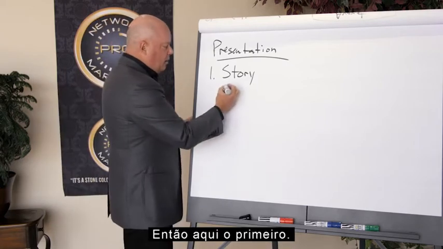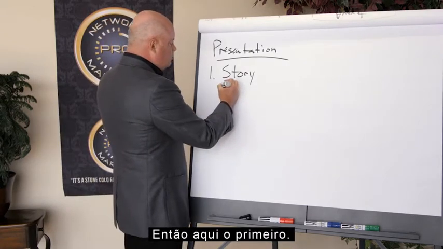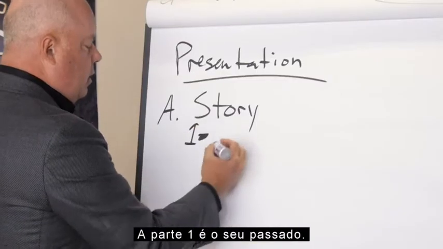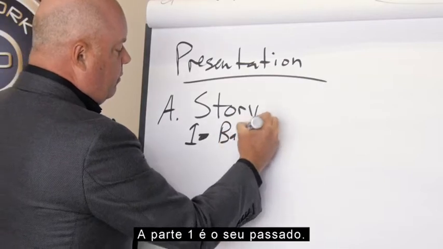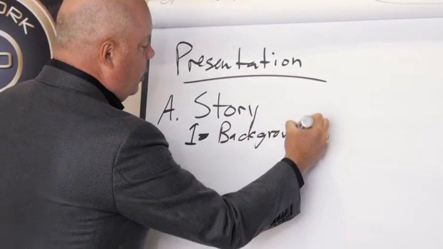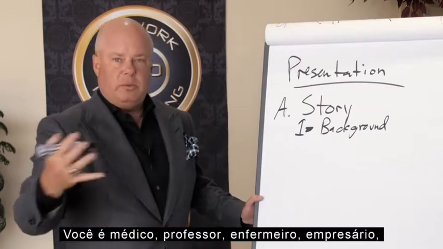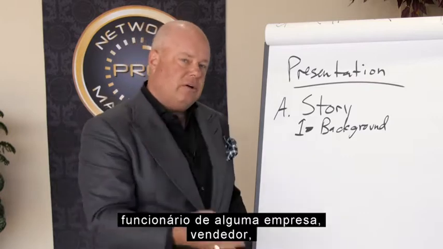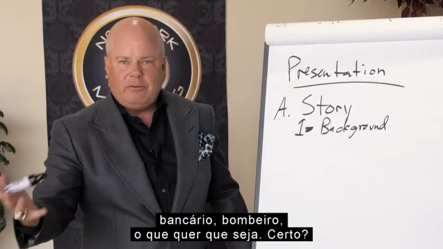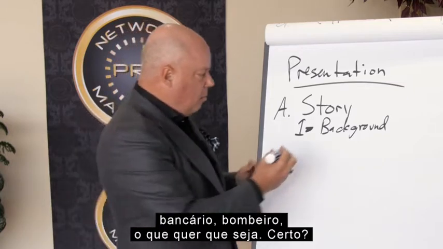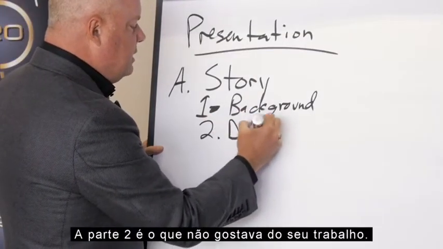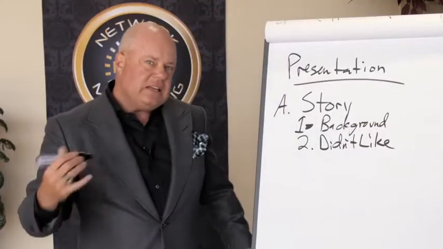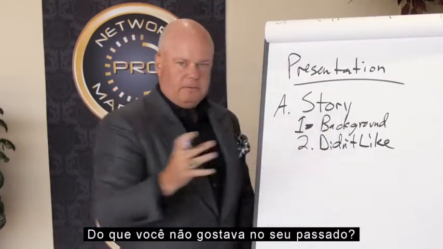So in that, the first is, I'll just make this A and then I'll make this 1. Part 1 is your background. You're a doctor, you're a teacher, you're a nurse, you're a business owner, you're an employee for some company, you're a salesperson, you're a banker, you're a firefighter, whatever it happens to be, okay? Part 2 is what you didn't like about it. What didn't you like about your background?